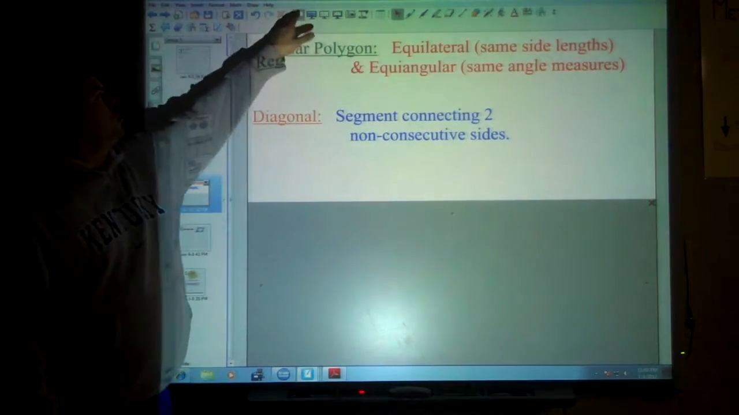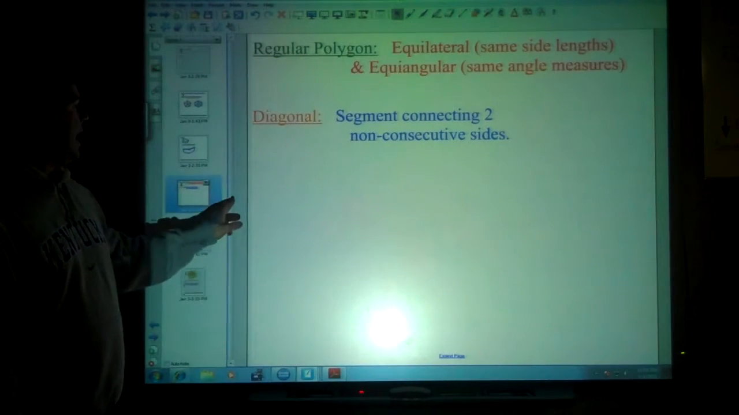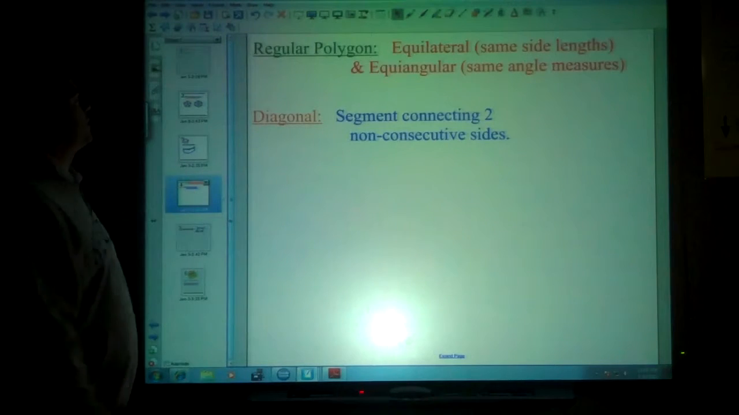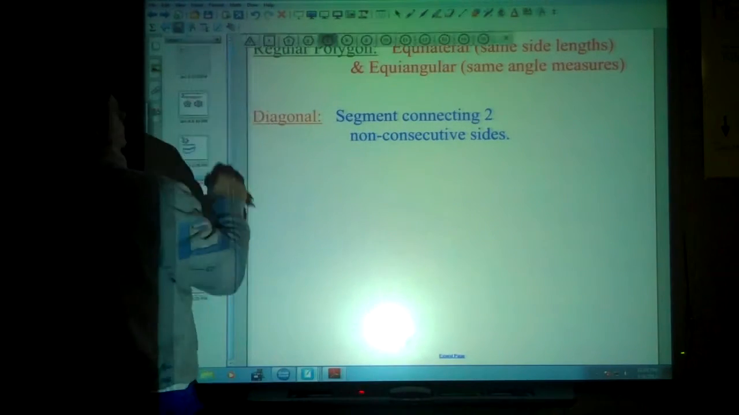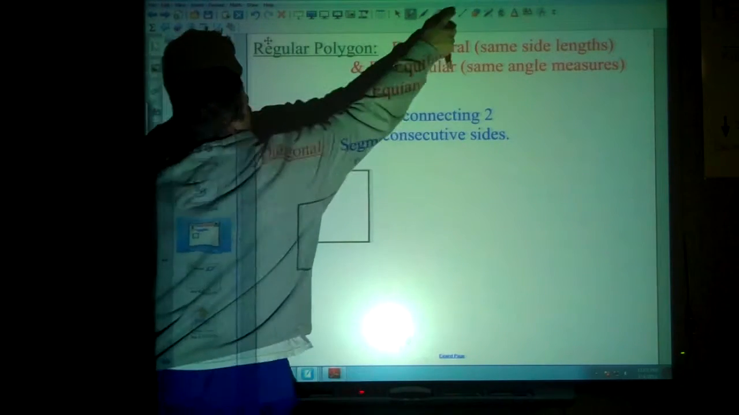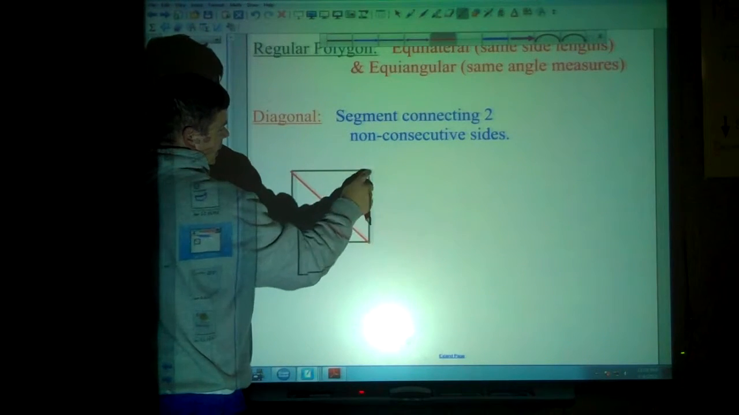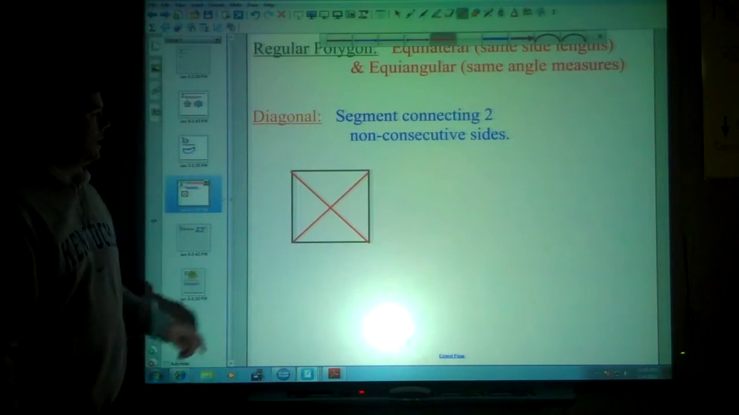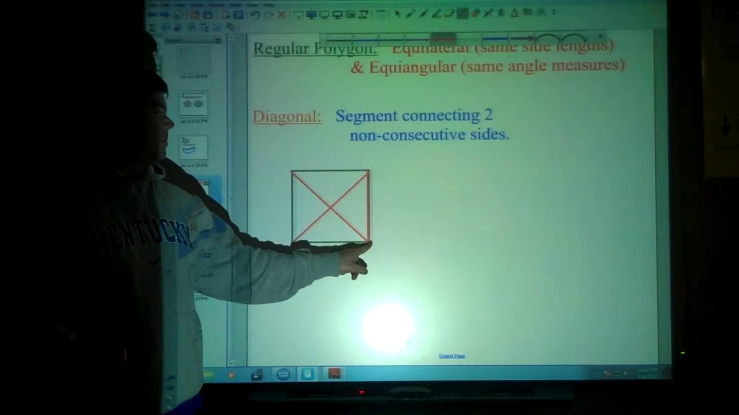The diagonal portion is important because it helps us learn a lot about the polygons themselves. Diagonals connect 2 non-consecutive sides at the vertices. So for example, if I were to pull up a square and I wanted to have its diagonal, there would be a diagonal. I'm not going to go from here to here, because that's actually the side of the shape itself.